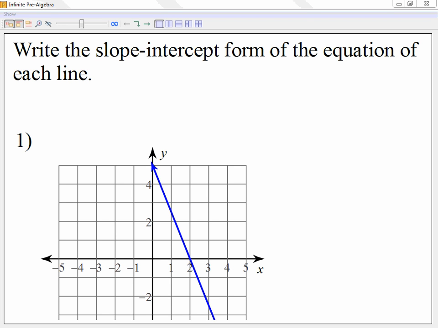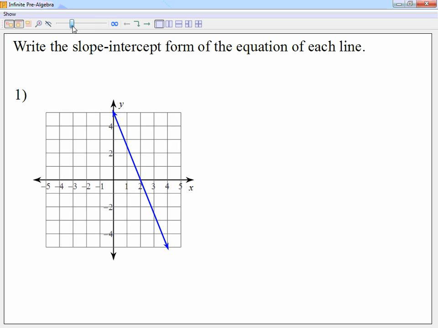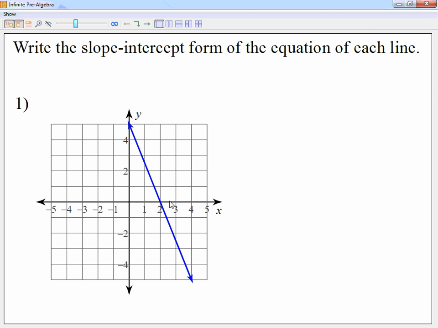Alright, so looking at our fourth review, the first part, let me minimize this a little. First part says write the slope-intercept form of the equation of each line. I know yesterday we were reviewing the slope, and I told you guys for slope we need 2 points. I can use this point, and I can use this point.